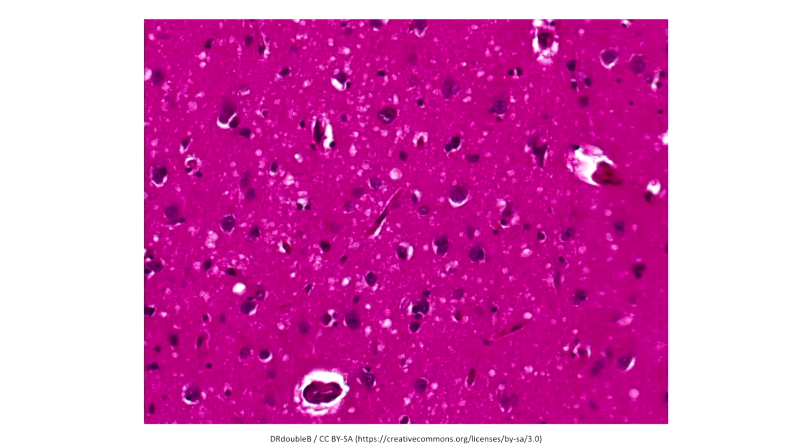You can see cytoplasmic vacuoles, for example, right here. Again, these are caused by an accumulation of beta-pleated prion proteins, which causes neuronal death.